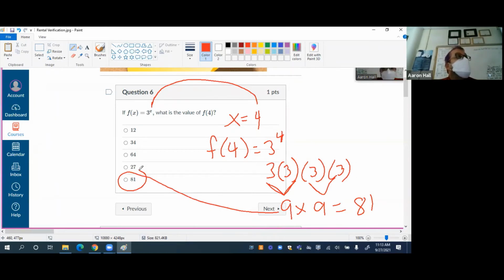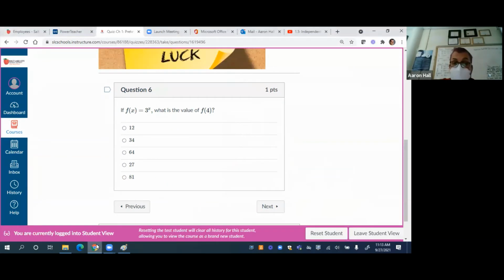Is this confusing? It's not too bad. I don't think this is too bad, but you will probably have to do some studying to make sure that we learned everything. But I'm going to go on to the next one. Number 7.